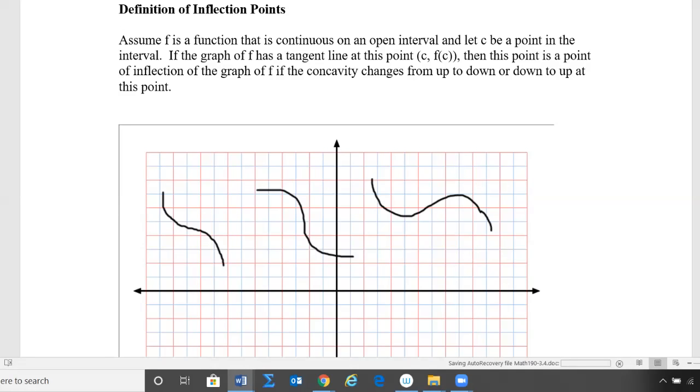Okay, here we see diagrams of graphs that contain inflection points. The inflection point is right in here, this part is right here, and it's right over here. Three separate graphs here. That's where the inflection points are, where the concavity would change, from up to down.